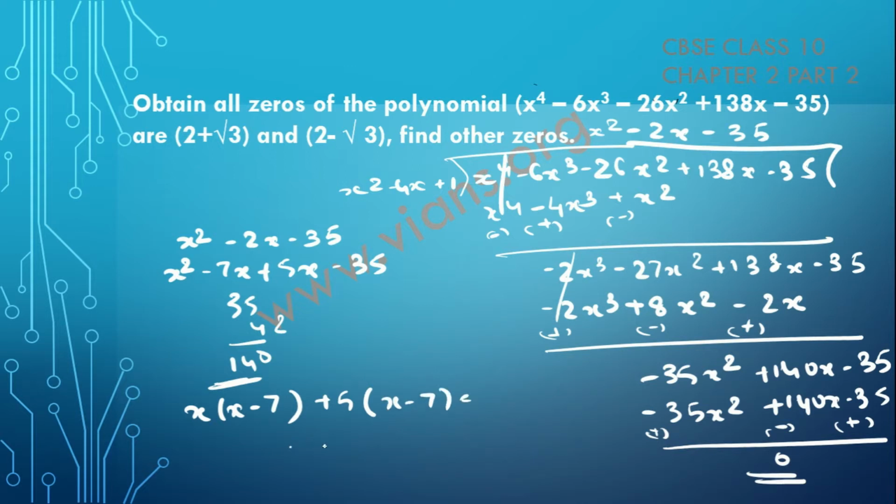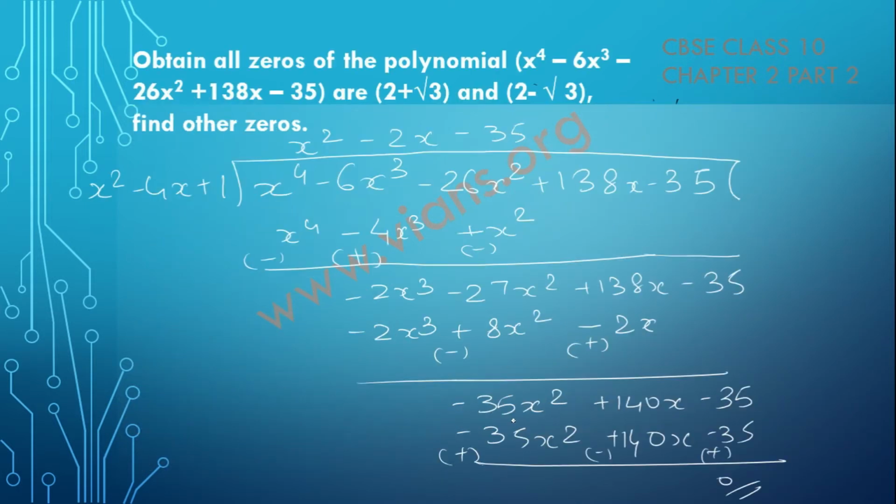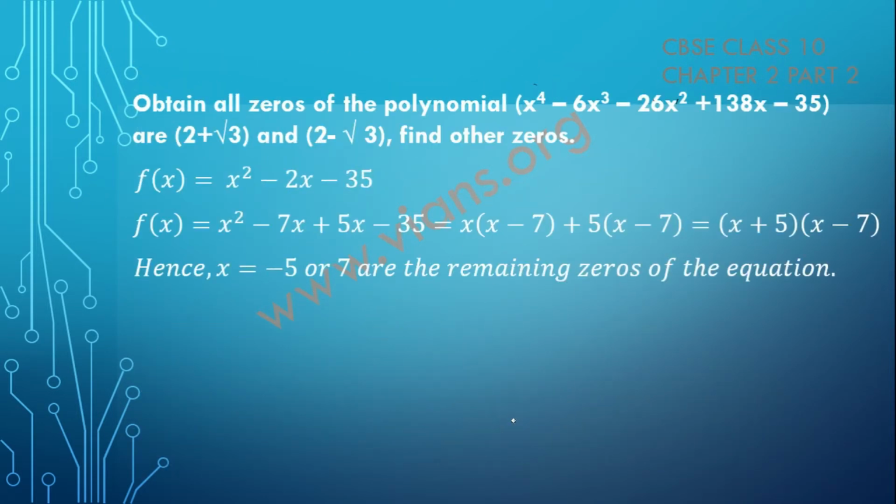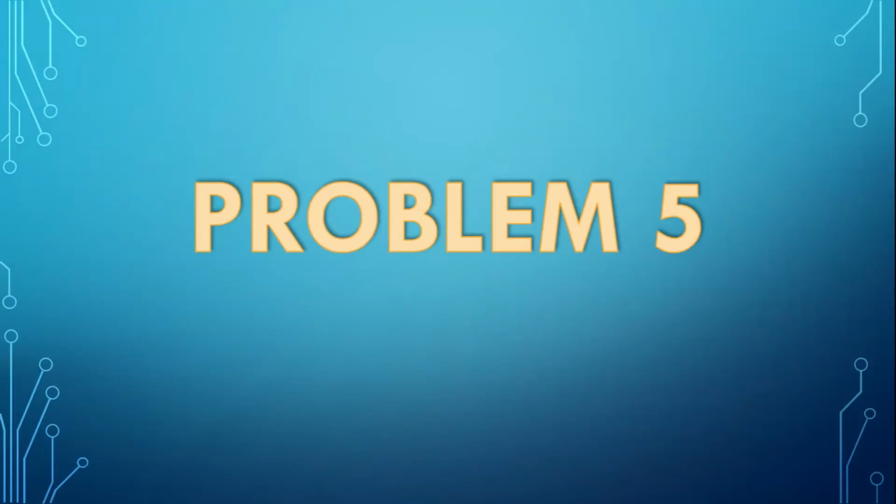X plus 5 into x minus 7 is equal to 0. We know that it means either x plus 5 is equal to 0 or x minus 7 is equal to 0. So x is equal to, either it has to be minus 5. If I take 5 to the other side, it becomes minus 5. If I take 7 to the other side, it becomes 7. So the remaining two roots are either minus 5 or 7. If you go ahead and see, that's what we've got over here as well. Minus 5 or 7. Alright.